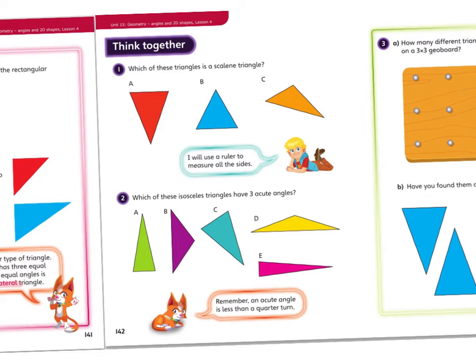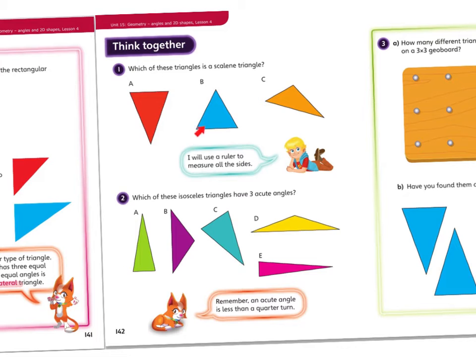Question 1. Think which of these triangles is a scalene triangle? Now we've just learned that a scalene triangle is a triangle where none of the sides and none of the angles are equal. So we have to look here. So let's look at the first one. Here, that side and that side are the same, they're equal. And also that angle and that angle, they're equal. So that can't be a scalene triangle.